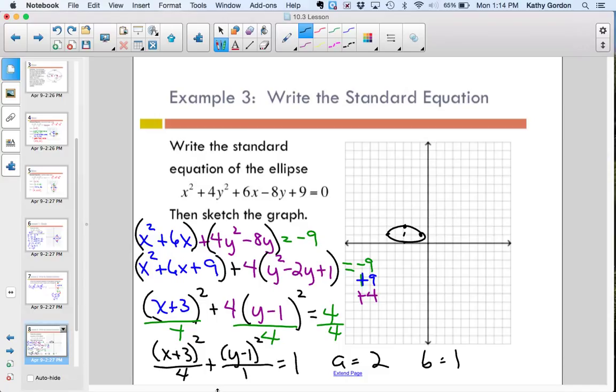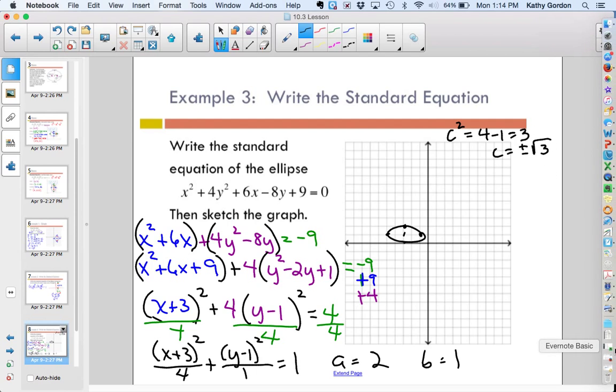Okay? And then where would the foci be? So c squared is going to equal what? 4 minus 1. So c has to equal root 3. And root 3 is between what two integers? 1 and 2. So I'm going to go a little bit more than 1 this direction and a little bit more than 1 that direction, and that's where the foci are.